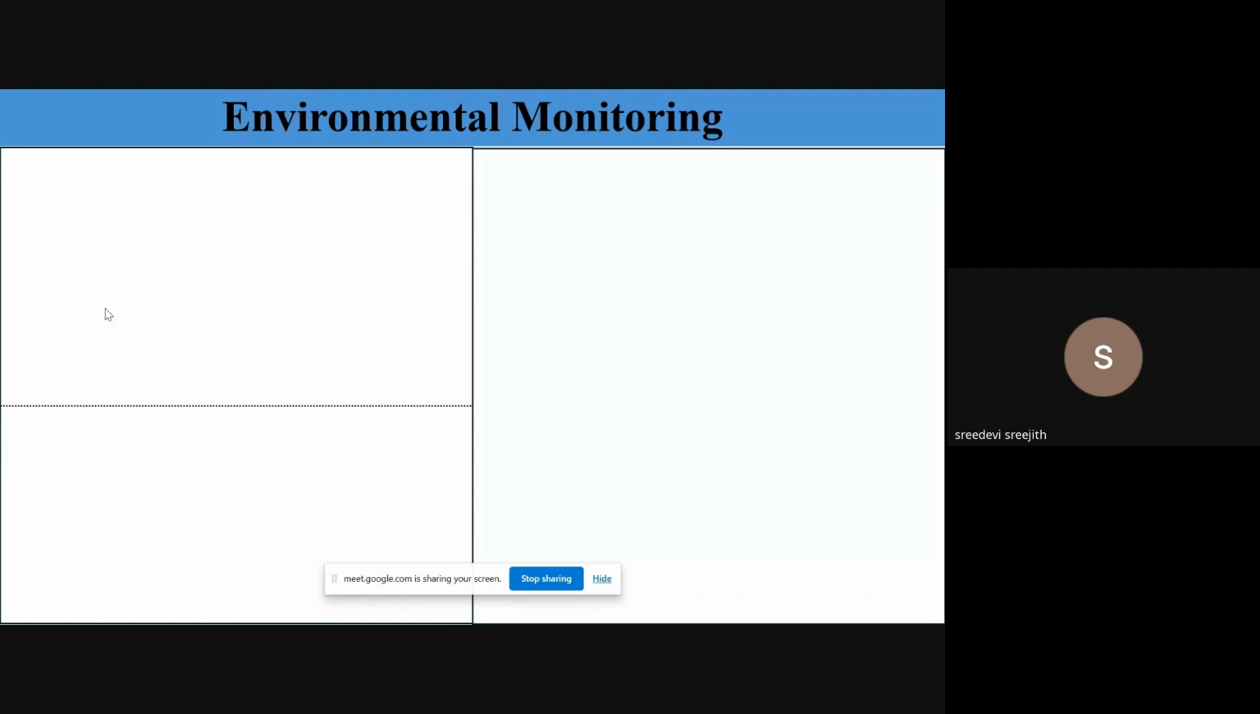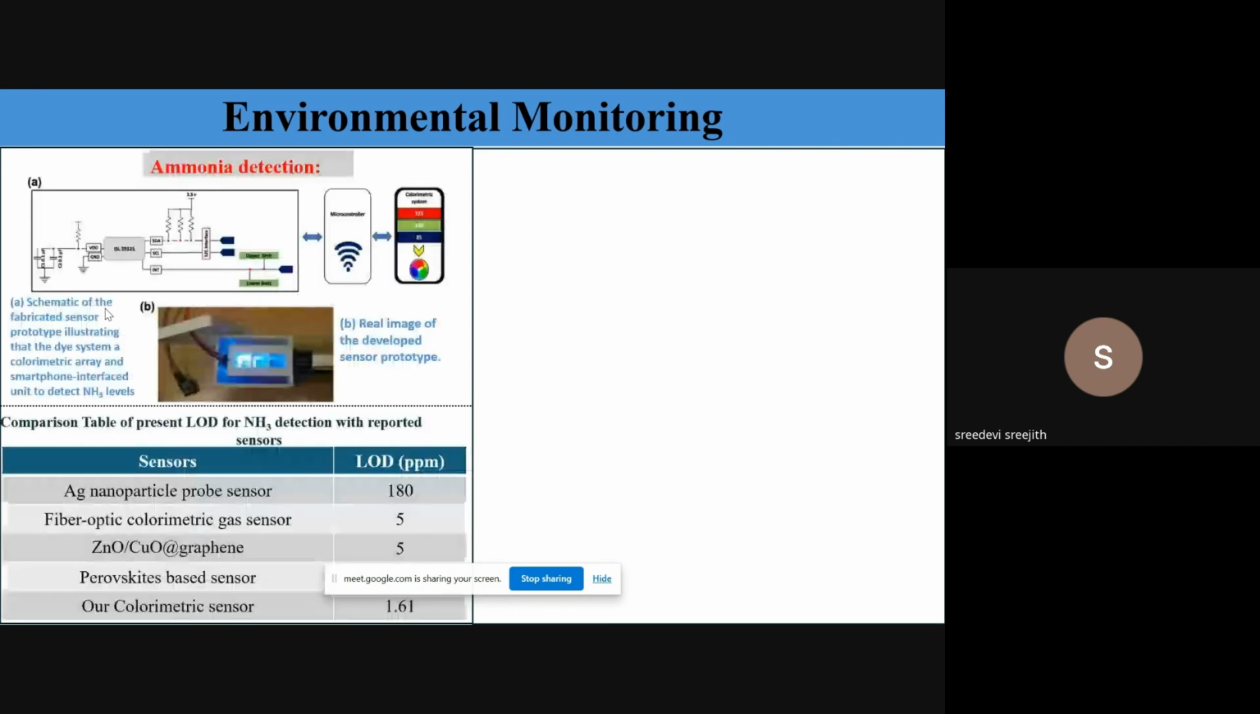When environmental monitoring is concerned, this research area has gained much attention. We have fabricated this colorimetric sensor for detecting ammonia in water. Ammonia levels in water will vary according to different areas and also due to the presence of some other chemicals. If the ammonia level is higher, it can affect aquatic organisms. So the monitoring of ammonia in water is good for aquatic life and also for humans.